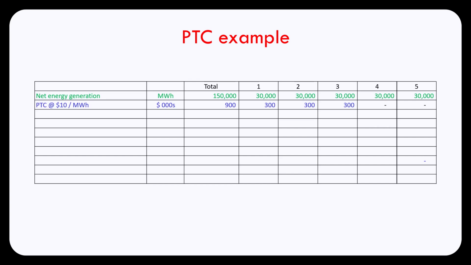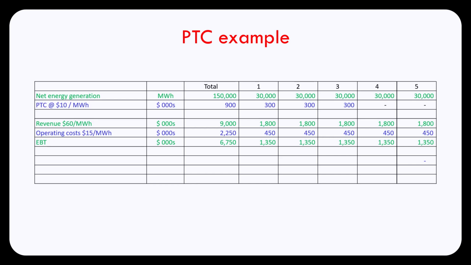$300,000. Next, we will also assume that we can sell our energy at $60 per megawatt hour. This will generate 1.8 million every year. We will also assume that operating cost is $15 per megawatt hour. And that means that we have to spend $450,000 every year on operating costs. And then, taking the revenue and deducting the operating cost from it, we'll get to the earnings before tax, which is 1.35 million per year.